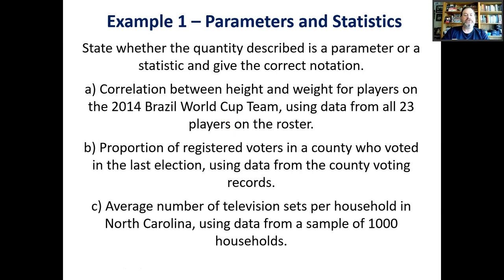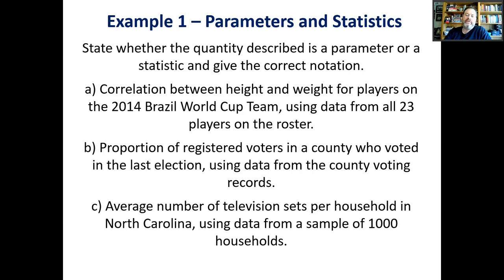Next up, proportion of registered voters in a county who voted in the last election using data from the county voting records. Here, you're not given a sample, so that's pretty much telling you it's a population. So this is going to be a parameter, and we want the proportion. So the parameter name that goes with a single proportion is P. So this is going to be parameter, and it's P. All the answers are on the next slide, but just telling you right now. We'll look at them as soon as we're done with Part C here.